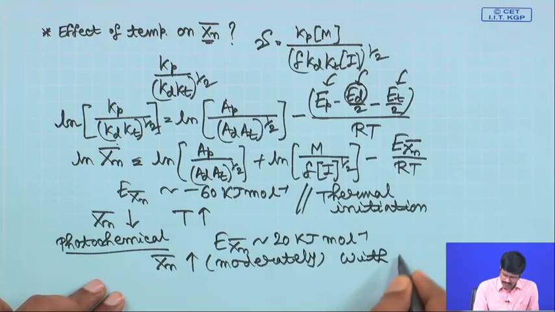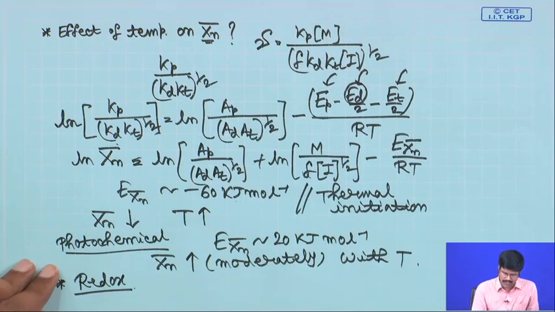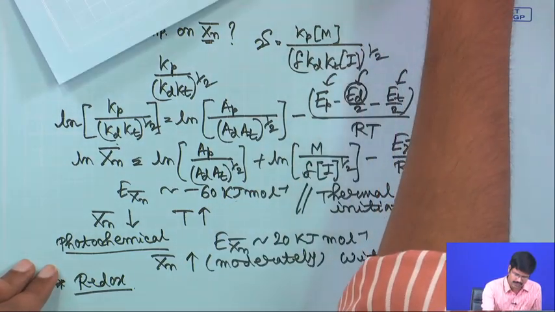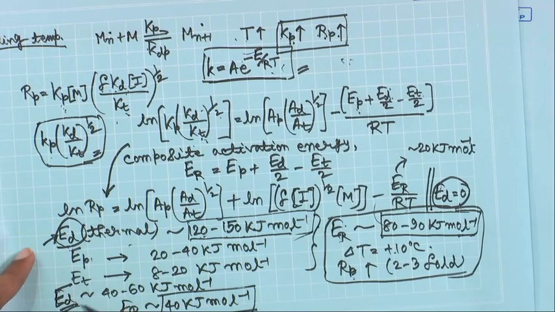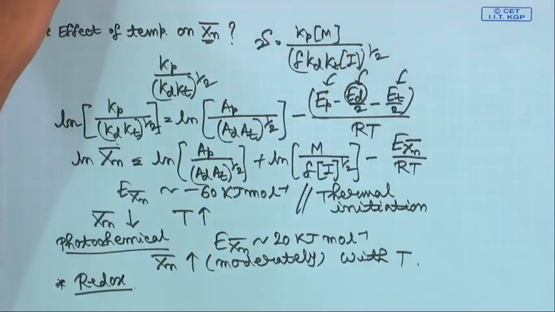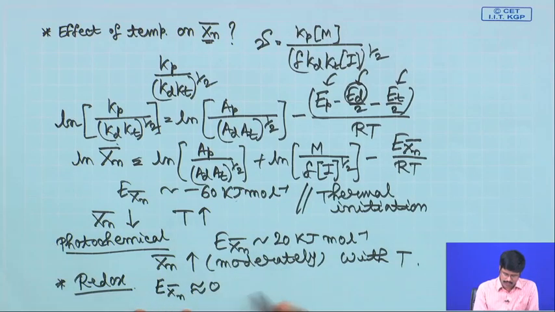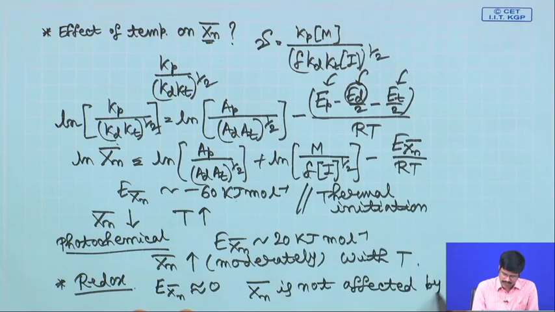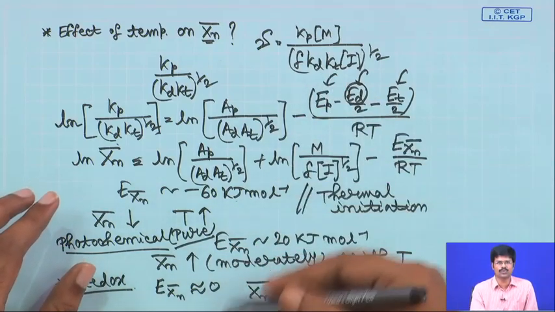And finally, if you are considering redox initiated polymerization and you take these values into account, for the redox case Ed, the dissociation activation energy, is 40 to 60 kilojoules per mole. So, Xn bar is close to 0 if you put all those values. So, there will be almost no effect; it is not affected by T. And for photochemical we are considering pure photochemical, so no thermal initiation.